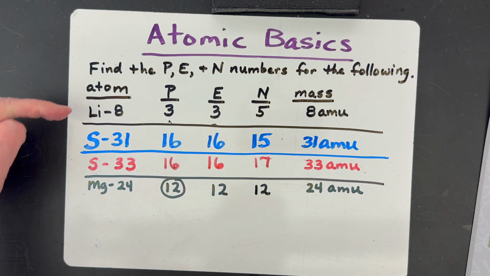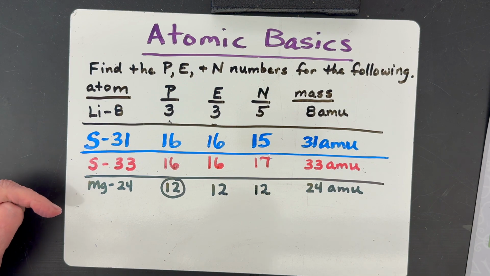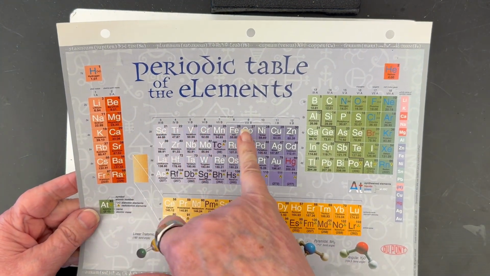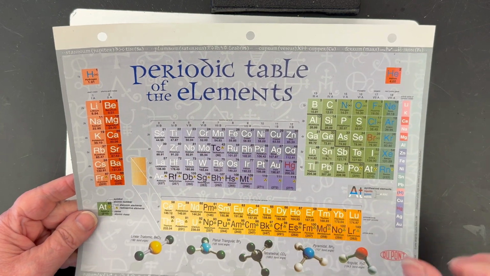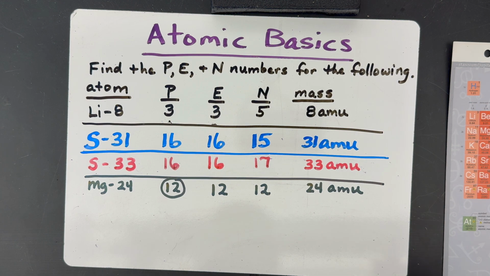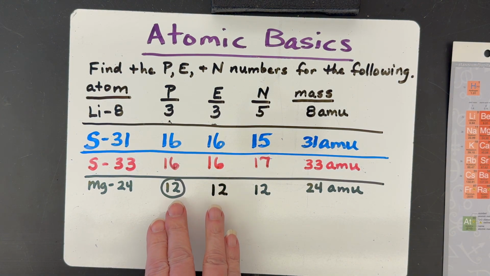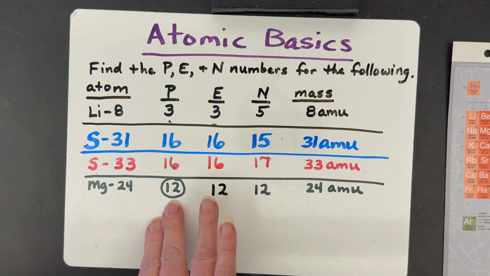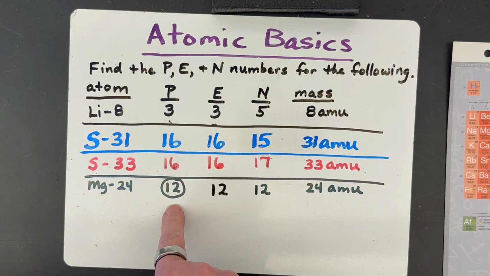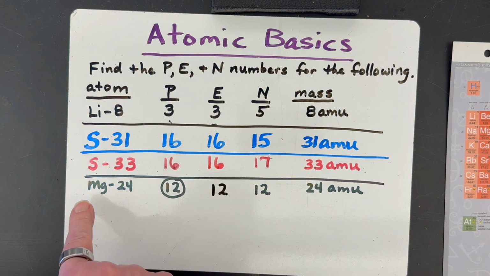If we're not given what the element is, we're going to use our periodic table and use the atomic number to figure out what the element is. And remember, the atomic number on these neutral atoms is going to be the same as the number of protons and the number of electrons. So that tells us where to look on the periodic table to find the symbol.